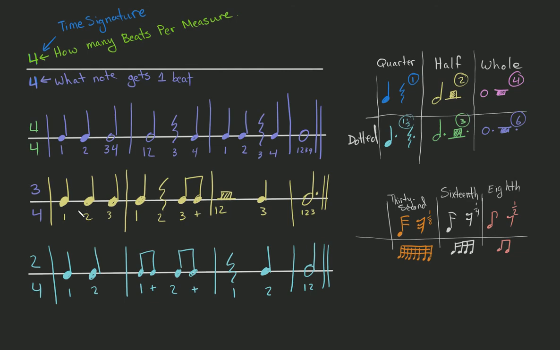Now, the reason why you'd want to do these is because there are something called strong beats and weak beats. Strong and weak beats. Now, a strong beat is usually on 1. So this is your strong beat here. Strong beat, strong beat, strong beat on every single measure. Okay, so this is your strong beat.